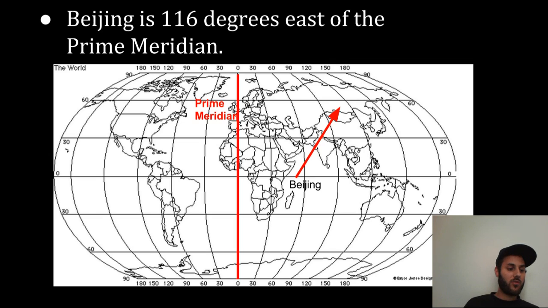Notice how lines of longitude only measure distances east or west of the prime meridian, never north or south. There's no such thing as north or south longitude, only east and west longitude.